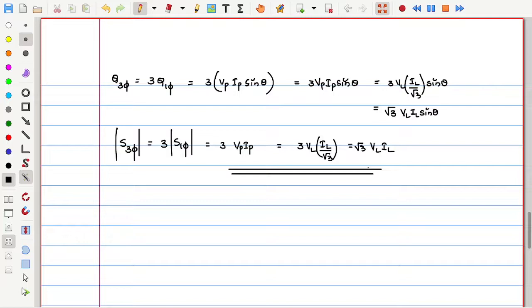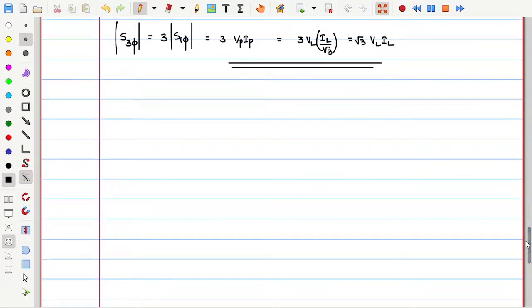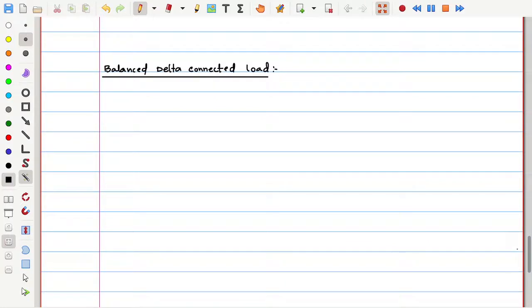Right. Now let us see the system where the load is connected in delta. So let me say, balanced delta connected load. Now we see almost the same kind of relationship as with the source, but slightly different. Just let me take the balanced, delta connected load.